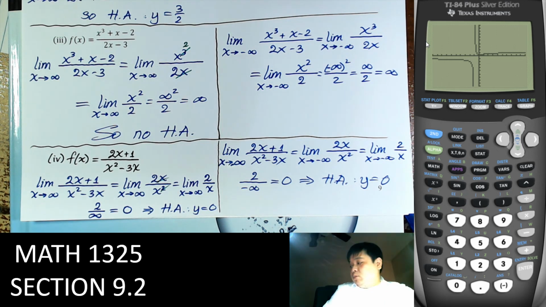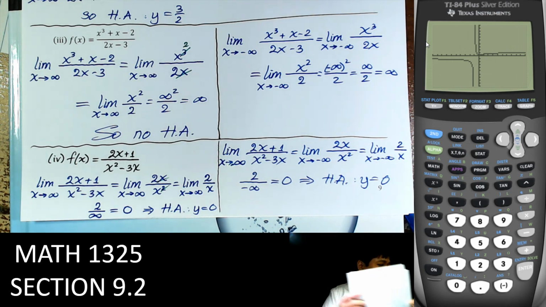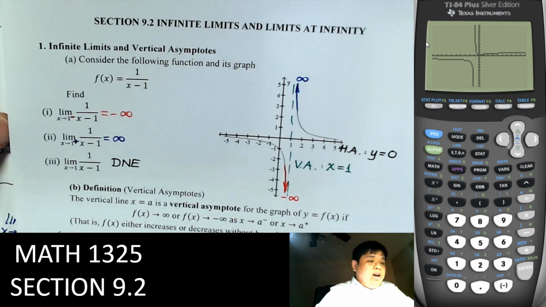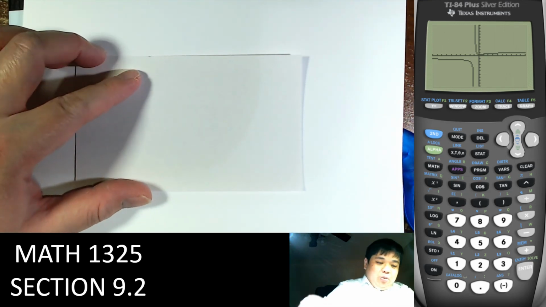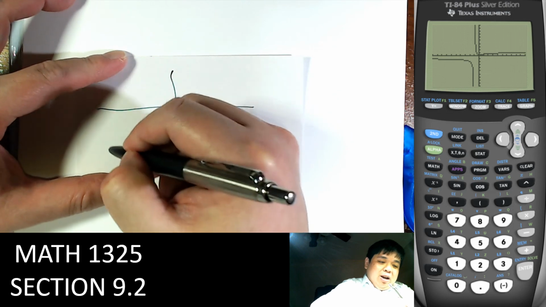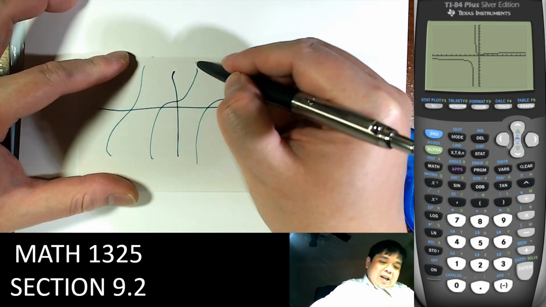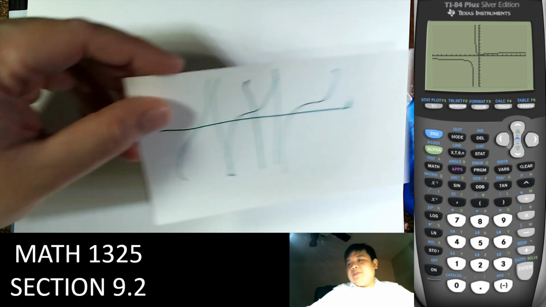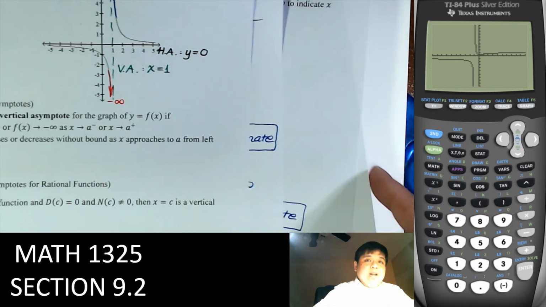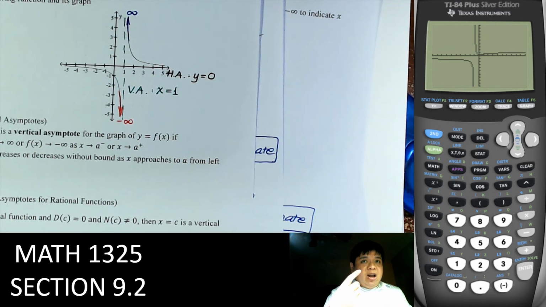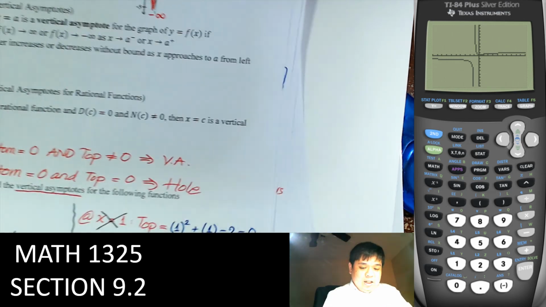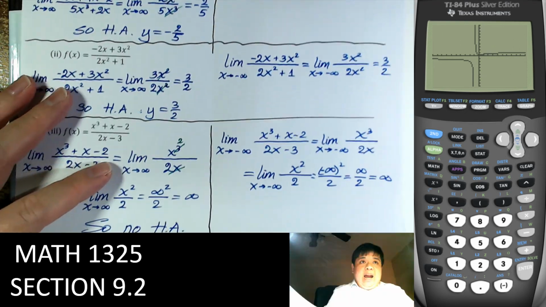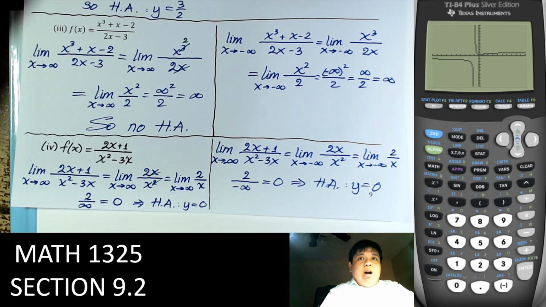As for vertical asymptotes, how many may we have? The answer is infinite. We may have a bunch of vertical asymptotes. To find a vertical asymptote, the bottom is equal to 0 and the top is not, because if both of them are equal to 0, we have a hole. And that's all I want to cover in this section.